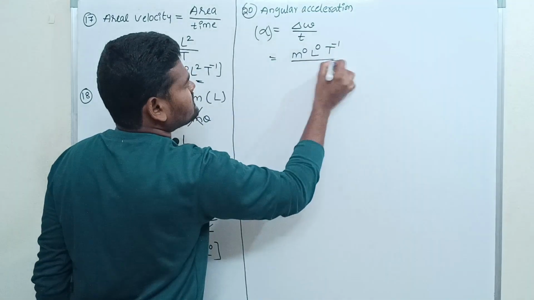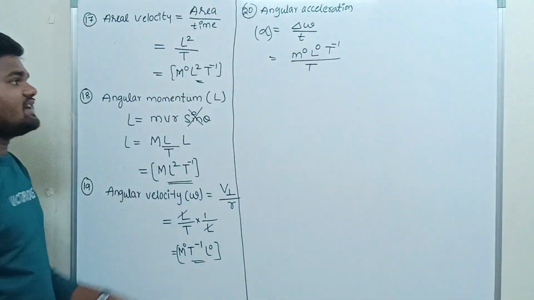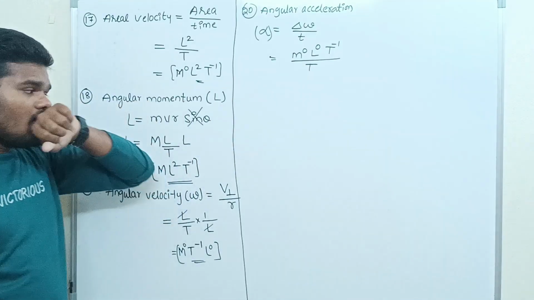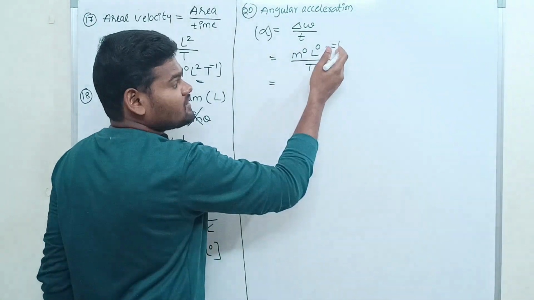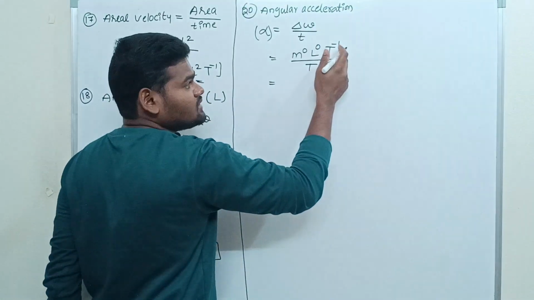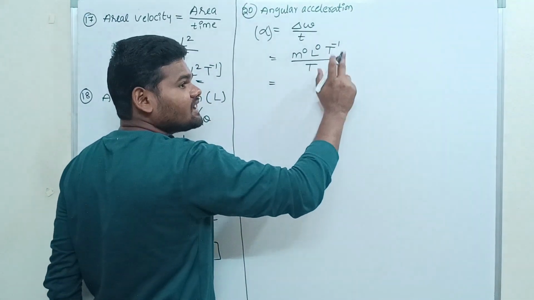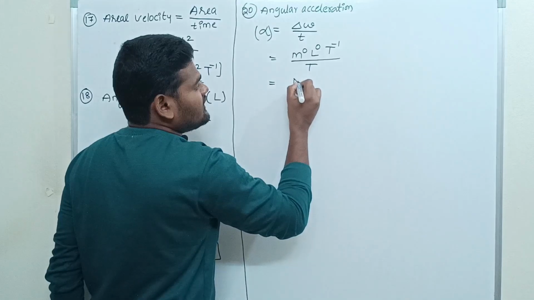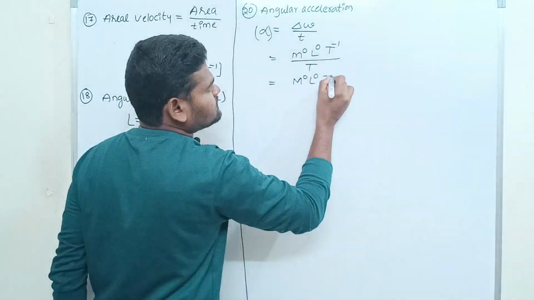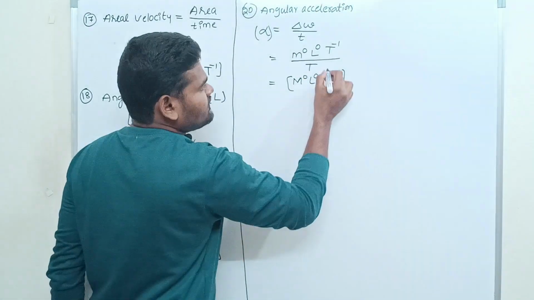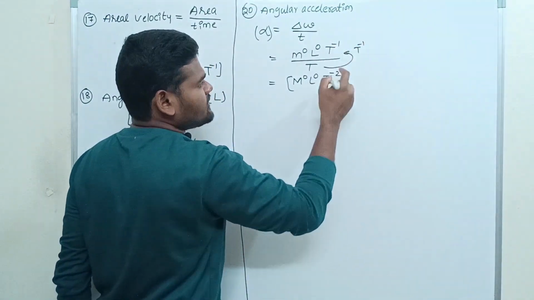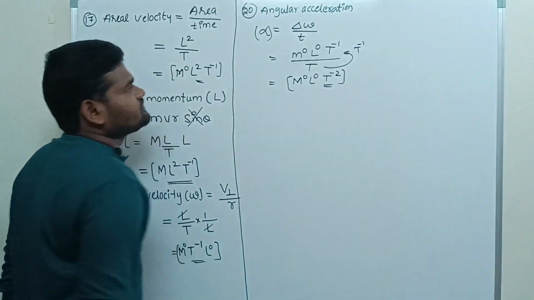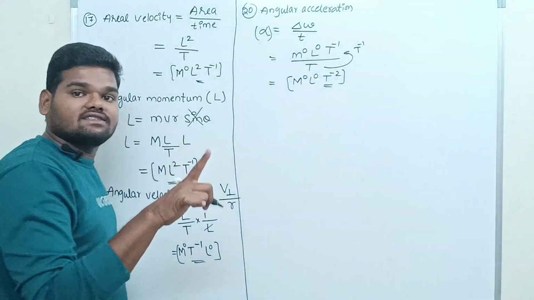T power minus 1 divided by t for time. The dimensional symbol is what? Capital T. If t comes to numerator, already t power minus 1 is there. Again, if t comes to numerator, it becomes t power minus 1. T power minus 1, t power minus 1, t power minus 2. Are you getting? Bases are same, powers will be added. Minus 1, minus 1, minus 2. So that is what? Angular acceleration.